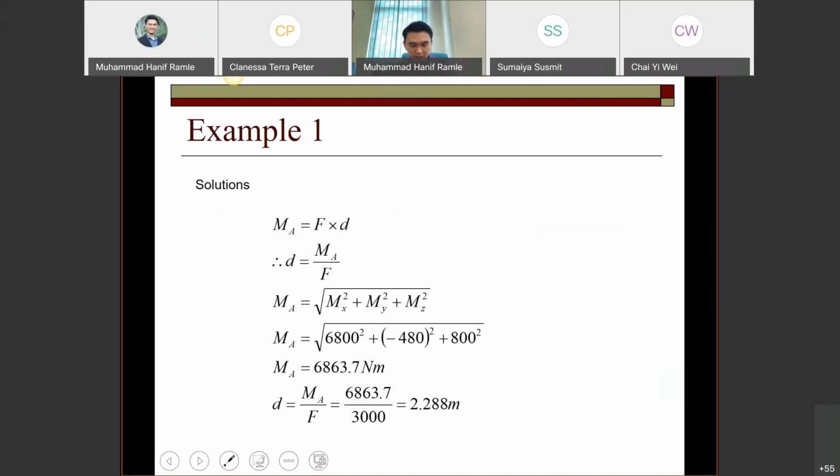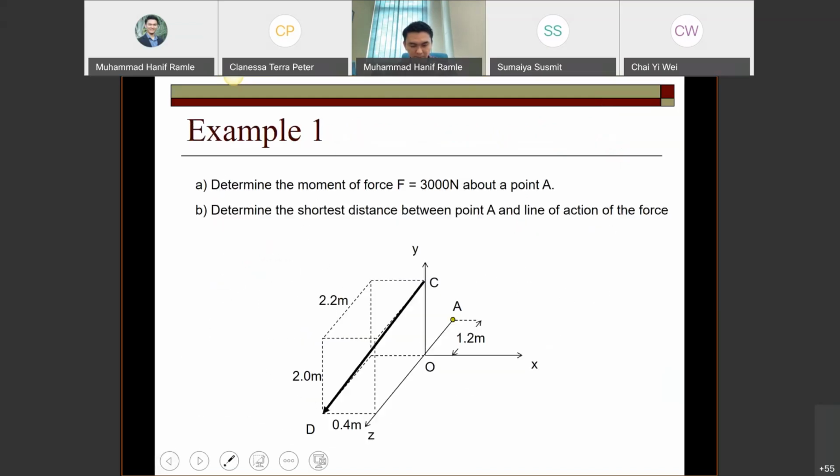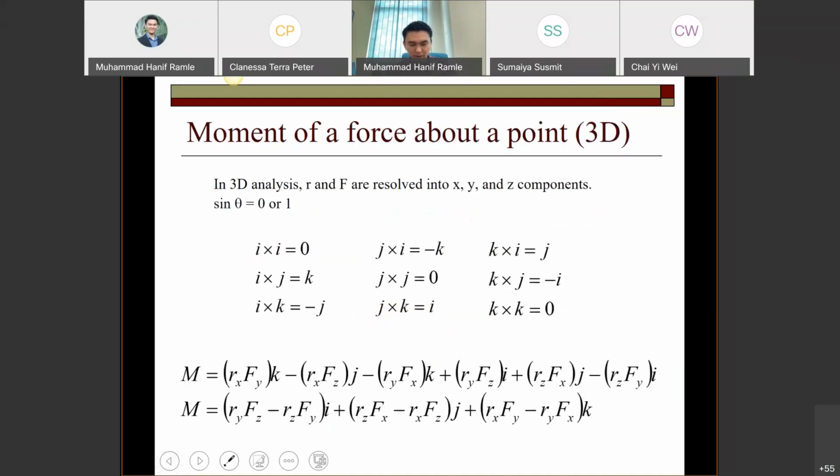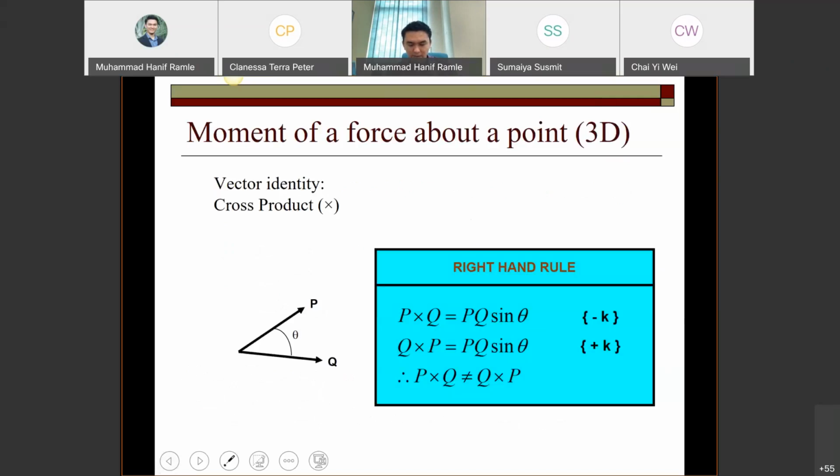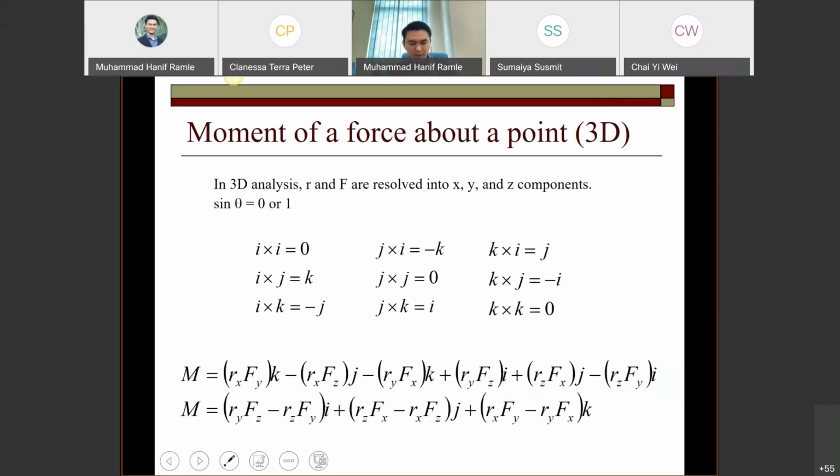If you look back at the cross product, we are using sine theta. We have two values for the cross product, which are 0 or 1, and of course sine theta is used for the cross product.